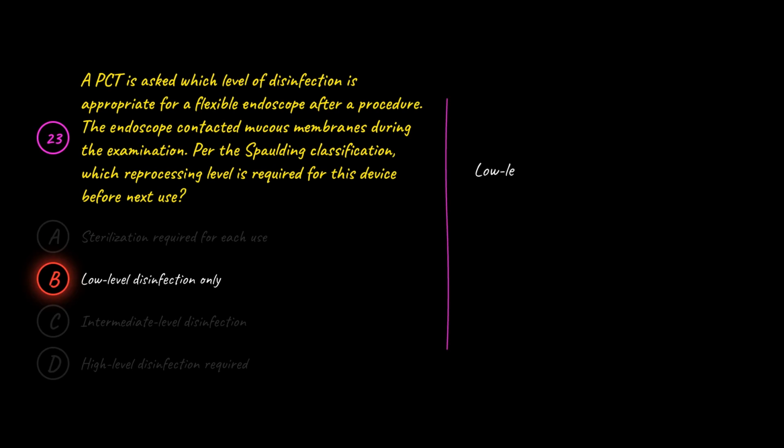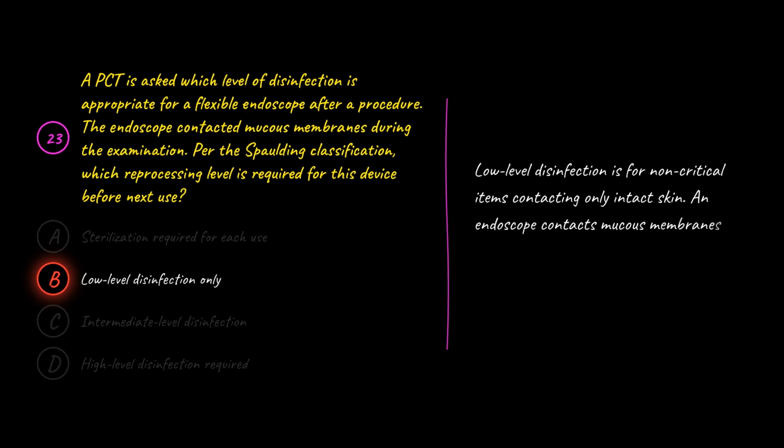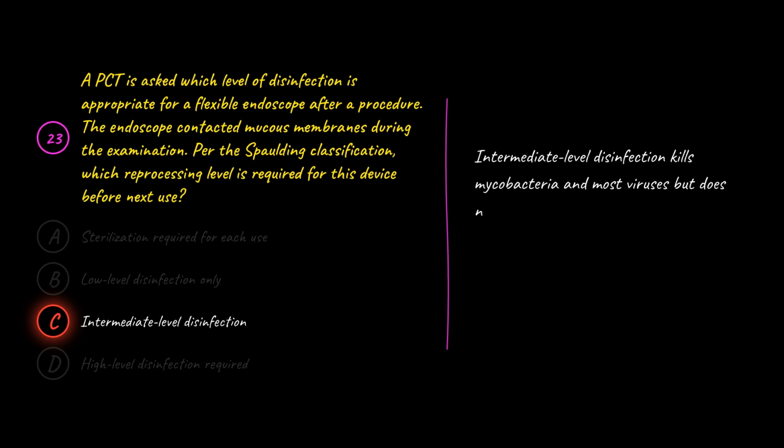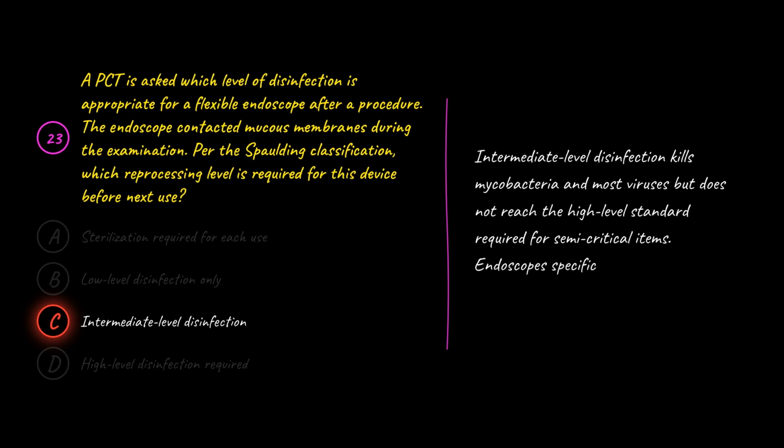B is wrong because low-level disinfection is for non-critical items contacting only intact skin. An endoscope contacts mucous membranes, so this level is inadequate and would leave organisms on the device that could infect the next patient. C is wrong because intermediate level disinfection kills mycobacteria and most viruses, but does not reach the high-level standard required for semi-critical items. Endoscopes specifically require the high-level standard before next use under the framework.